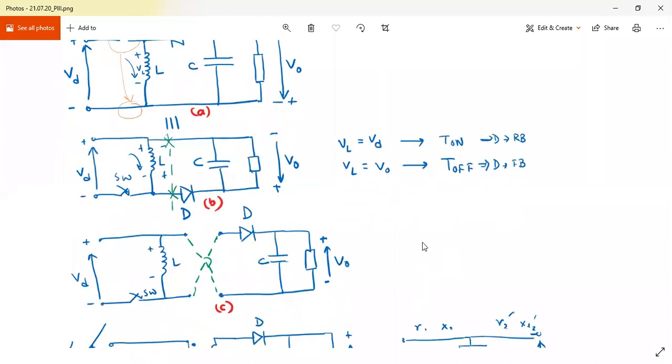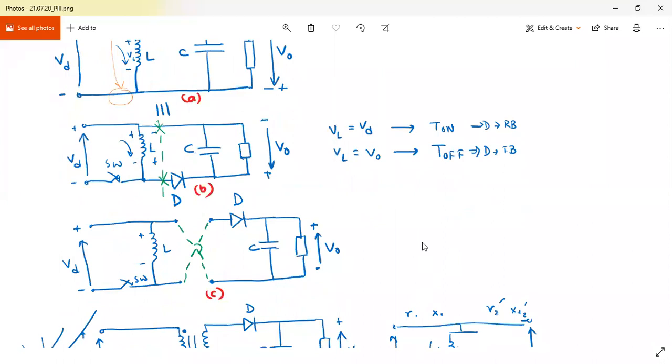Now, yes, sir. What we have done, we have cut the circuit as given by the green dotted line, and we have rotated the circuit. We have changed the thing. So this will not hamper any other variable in the circuit. Only the polarity of V0 you can draw like that.